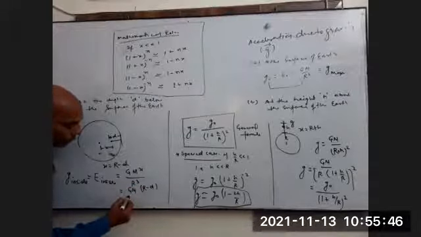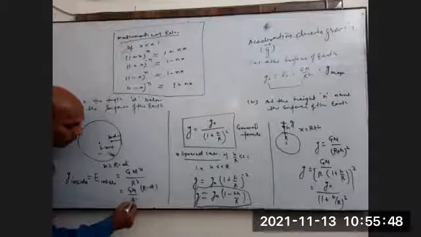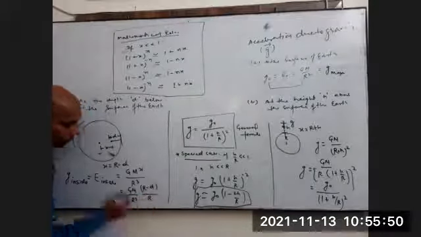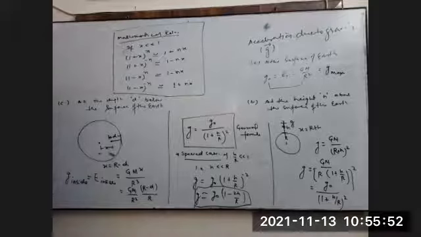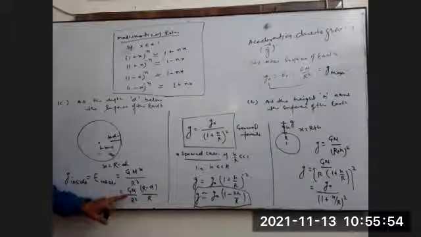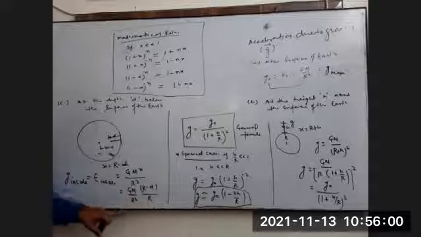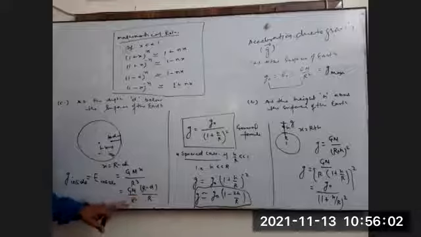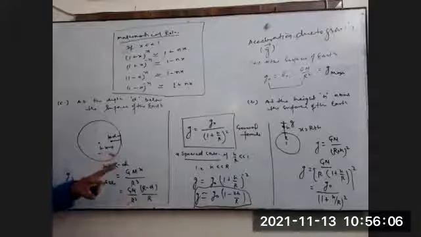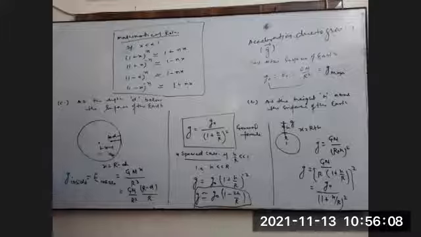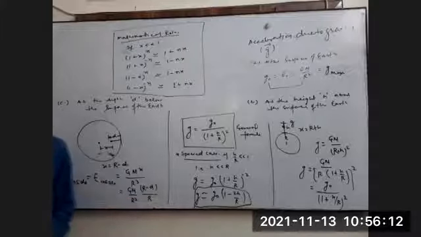Of course, put r squared here and put r cube here. Why GM upon r squared? Because we want to write it in terms of g naught. This is g naught, the acceleration due to gravity at the surface, the maximum acceleration. The maximum acceleration possible is g naught.